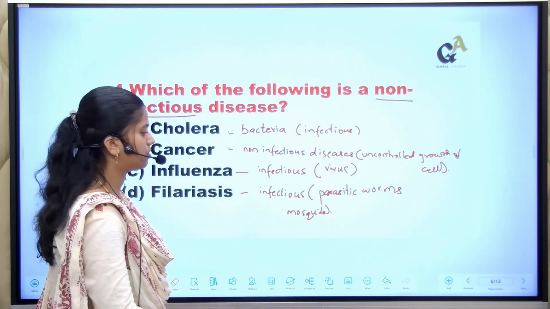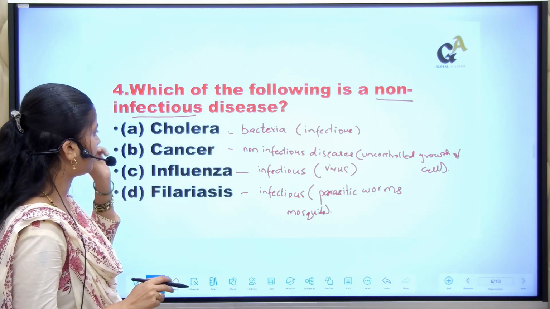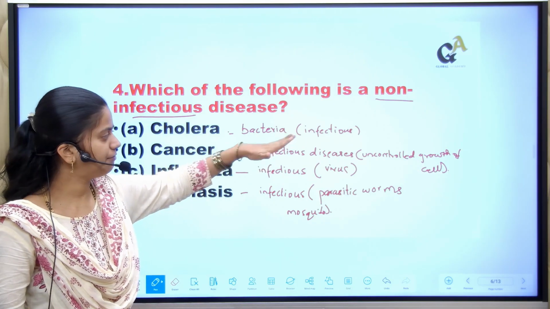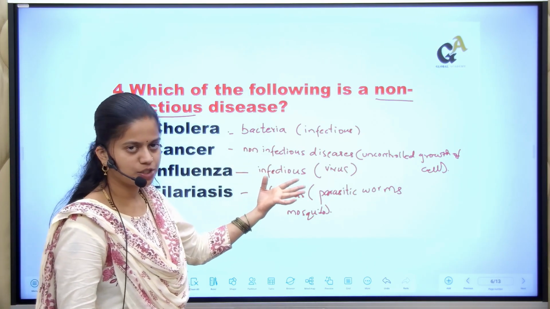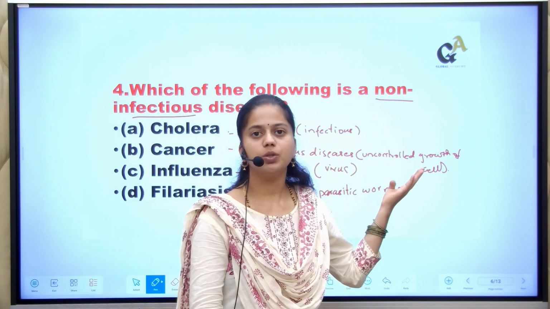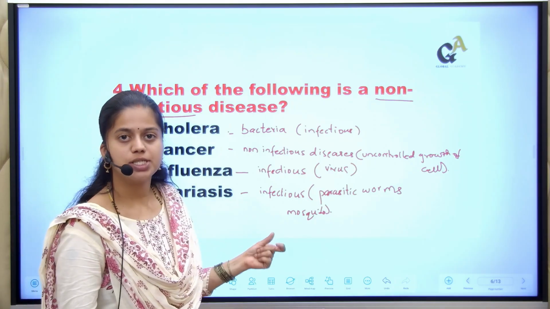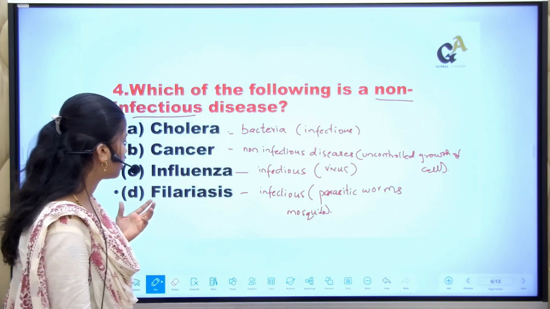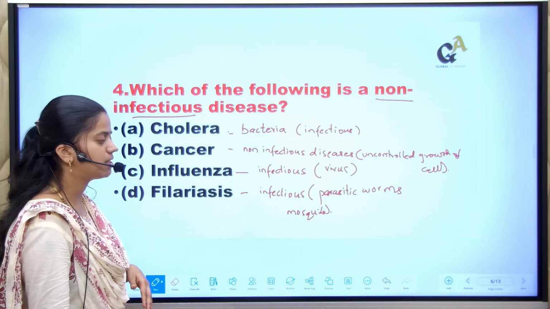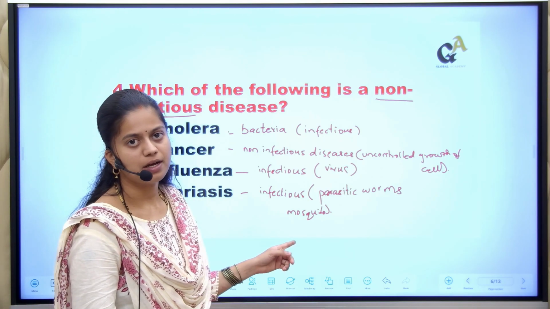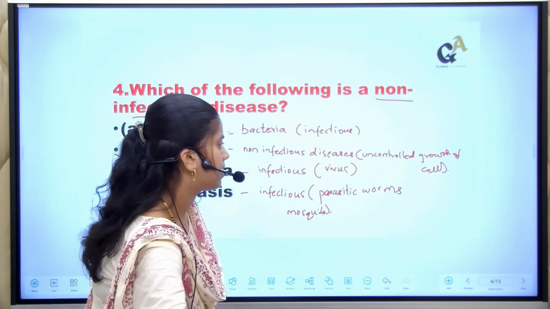So what they have asked is, among these, which is the non-infectious disease, right? Option A is cholera, caused by bacteria. It is an infectious disease. Option B is cancer, a non-infectious disease, due to the uncontrolled growth of cells. Option C, influenza, is also an infectious disease caused by a virus. And option D is filariasis. It is also an infectious disease caused by parasitic worms, mainly spread with the help of the mosquito. So our answer here is option B, cancer.